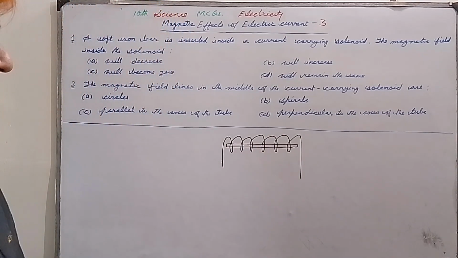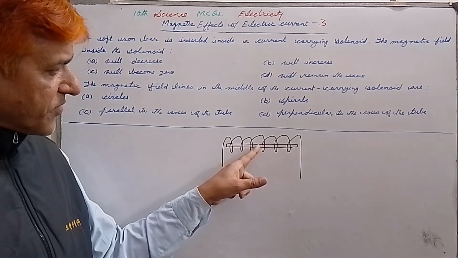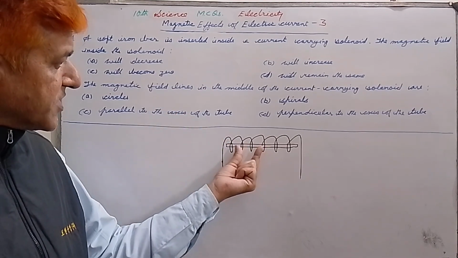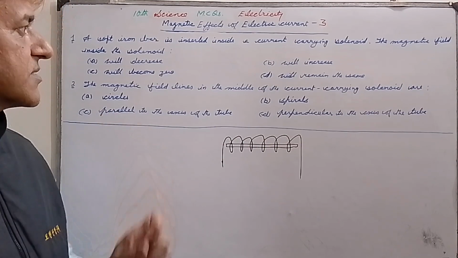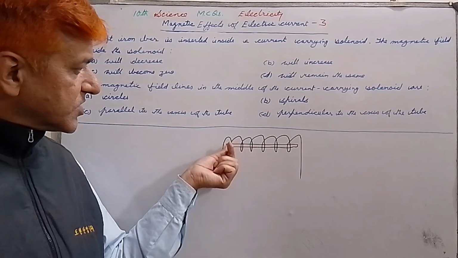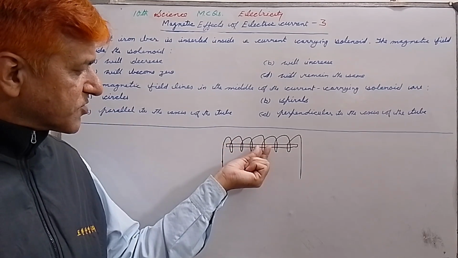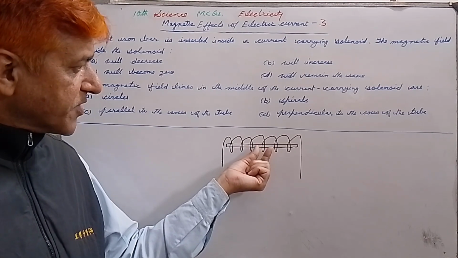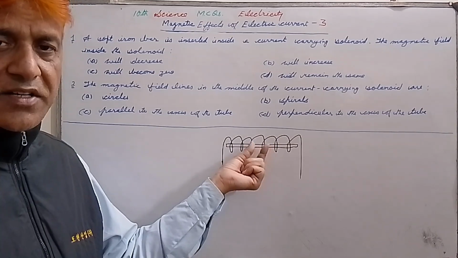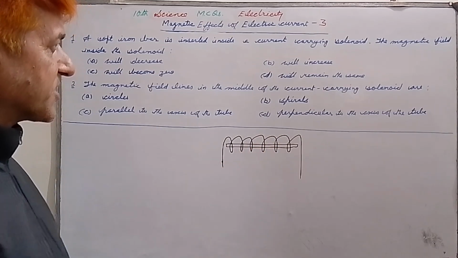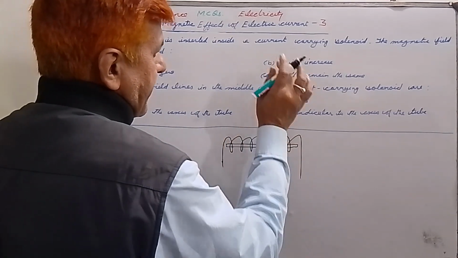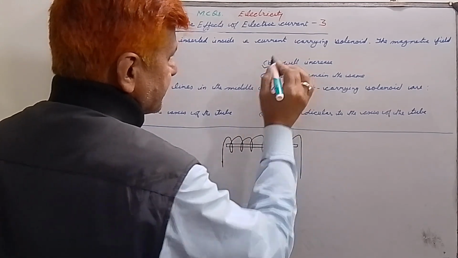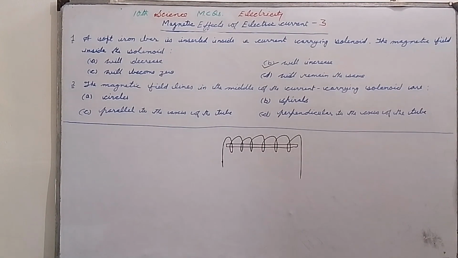Always remember that when this soft iron bar is placed inside the solenoid, the magnetic field inside the solenoid will always increase. The piece of iron which we have placed inside the solenoid becomes a magnet. Please remember this. That is called an electromagnet. So B is correct.